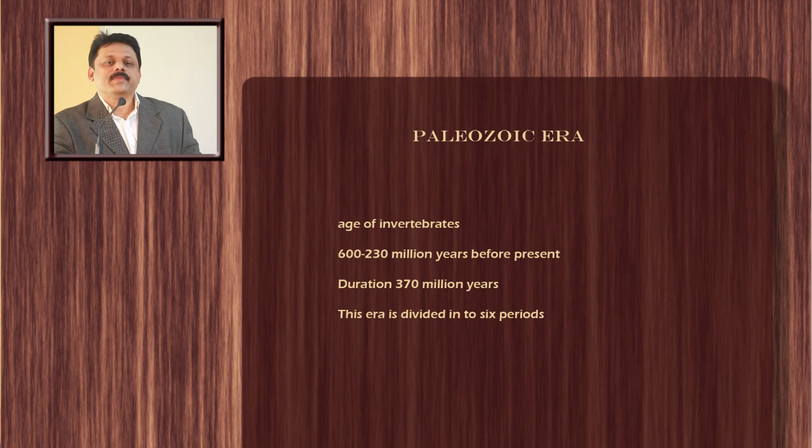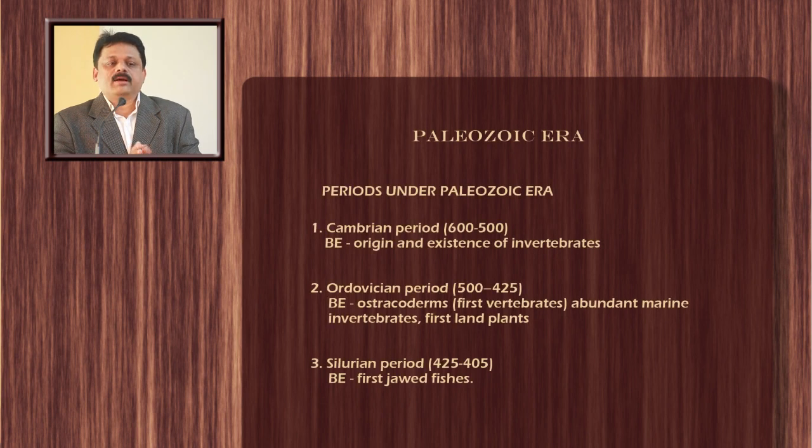The second era is referred to as the Paleozoic era. The Paleozoic era is also known as the age of invertebrates, and it is between 600 to 230 million years before present, and thus it has a duration of 370 million years. The Paleozoic era is subdivided into 6 periods. We'll examine each of the periods one by one.